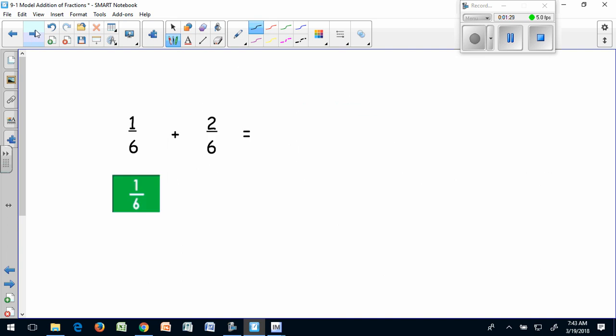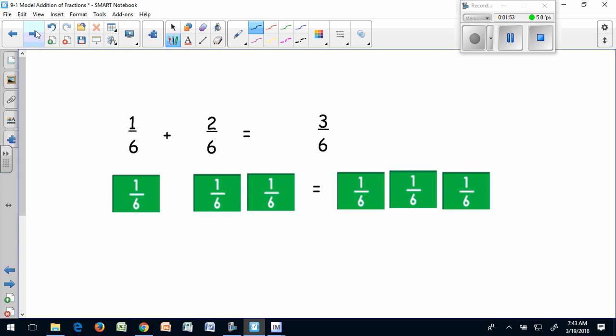Let's look at this example. Write it in your notebook again. 1/6 plus 2/6. I start with my 1/6 tile, then I'm going to add two more 1/6 tiles. So I have 1/6 plus 1/6 plus 1/6. Counting those up, I should get 3/6. Again, my denominator did not change because my pieces didn't change. I just added my numerators together.